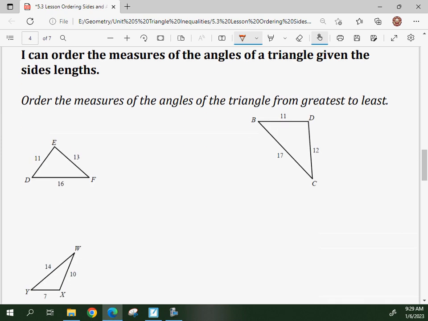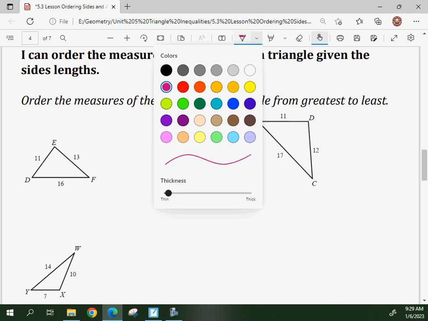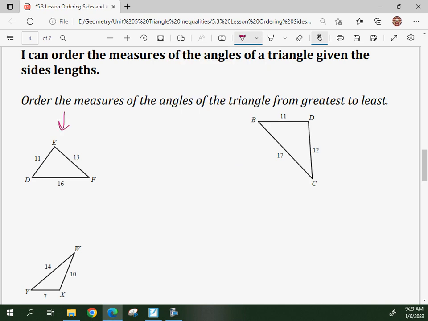So you might guess that we could do the opposite. If we know how long the sides are, we can figure out which angle is the biggest, which angle is the smallest, which angle is the mediumest. And we use the same idea, just sort of in reverse order. So if I look at this first triangle, this time I'm going from greatest to least. It's always important to read directions.